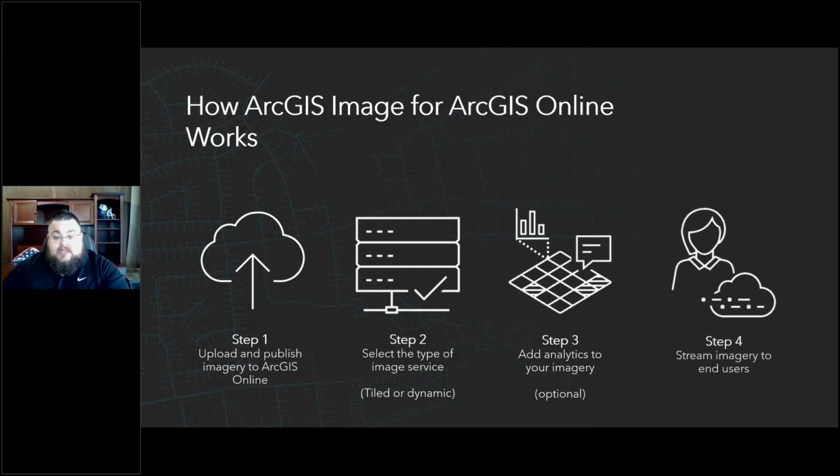And step 4 is to decide who will have permission to access the new image service and stream your imagery to those users. You can use role-based permissions in ArcGIS Online to define the individuals and groups that you want to access the imagery, or stream the imagery to the entire organization.